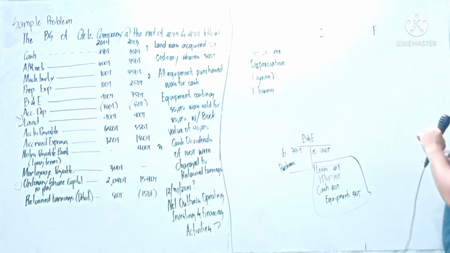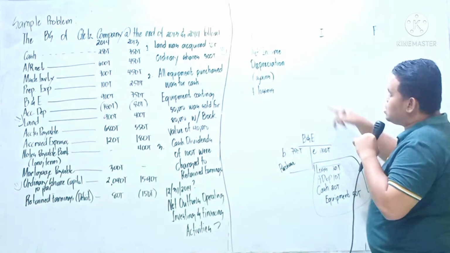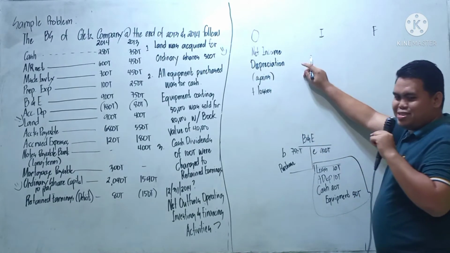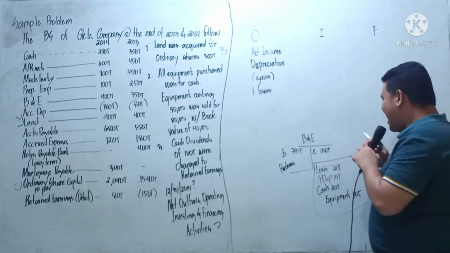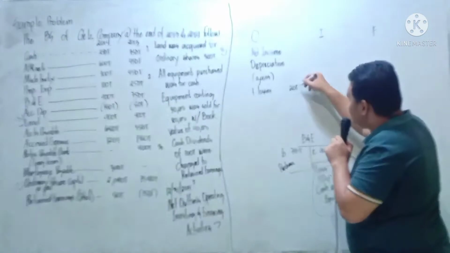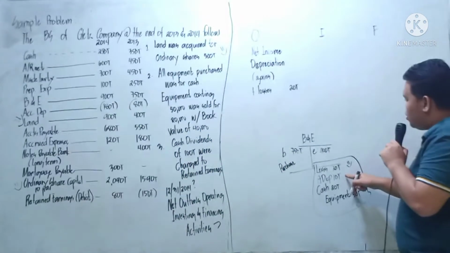Una, kanang loss. This loss is particularly important sa dire. Sorry guys. So, the loss is 20,000. So, you need to add it here. And then, accumulated depreciation.